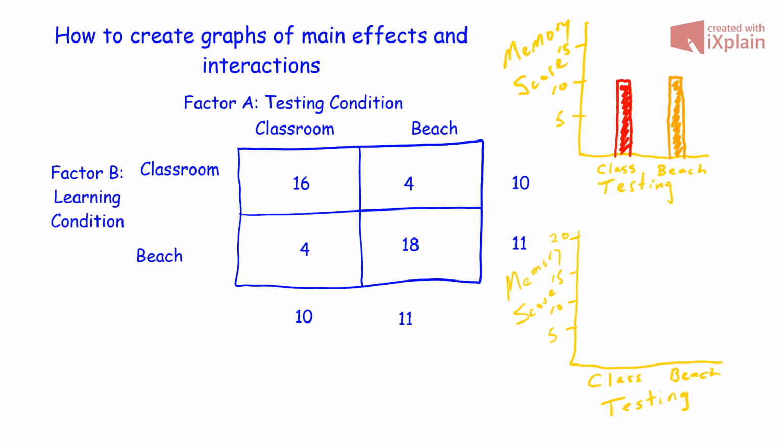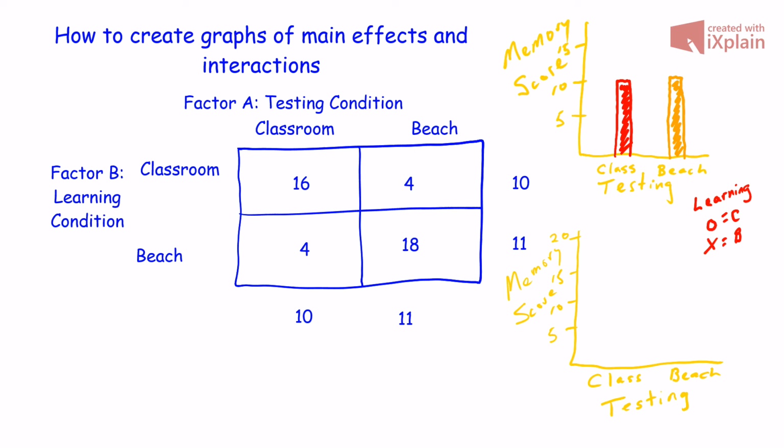But now I need to create a coding scheme. And so this is what I've done here. The other independent variable was learning. And I'm going to use a circle to indicate that people learned in a classroom. And I'm going to use an X to indicate that people learned on the beach.